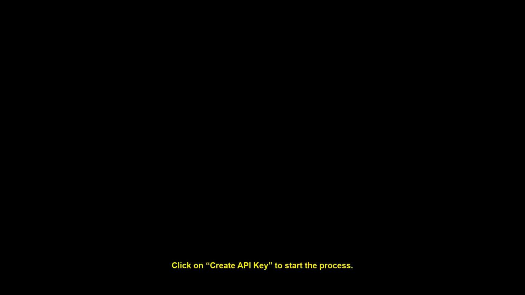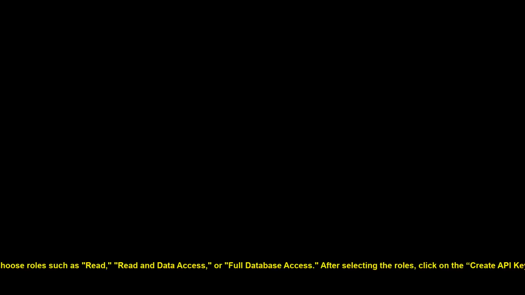Click on Create API Key to start the process. You will see a form to fill out for your new API key. Enter a name for your API key that reflects its purpose. Select the appropriate project access level from the drop-down menu. You can choose roles such as read and data access, or full database access. After selecting the roles, click on Create.